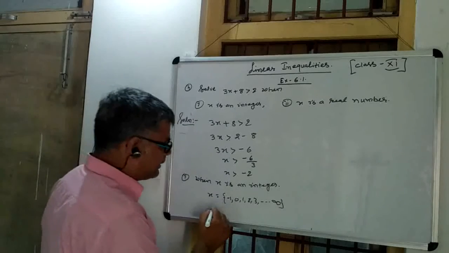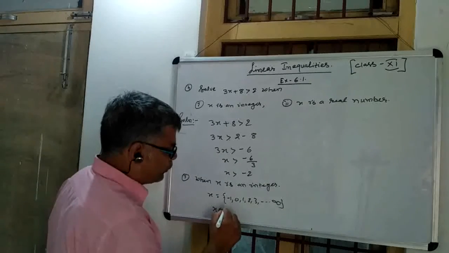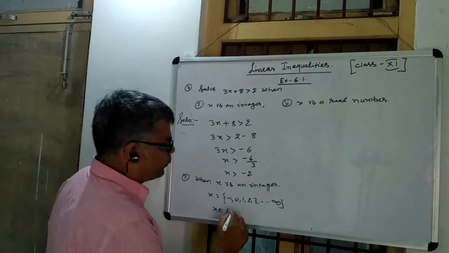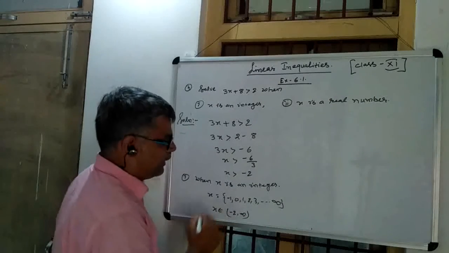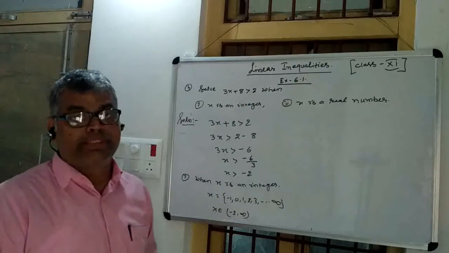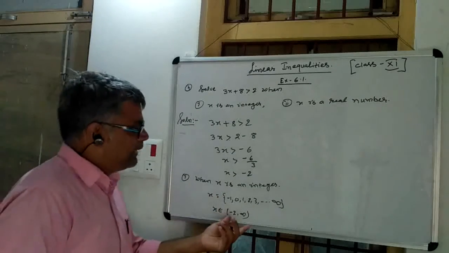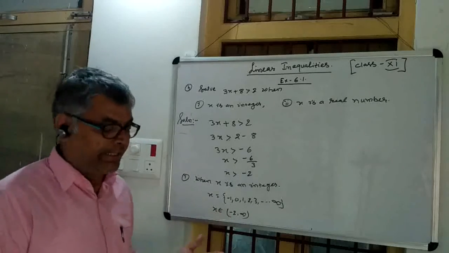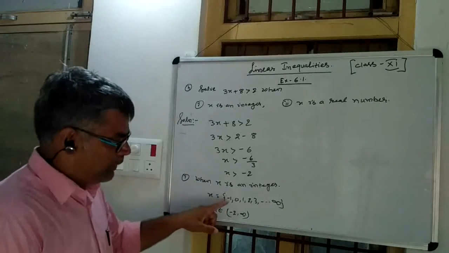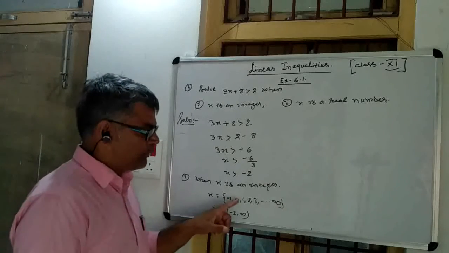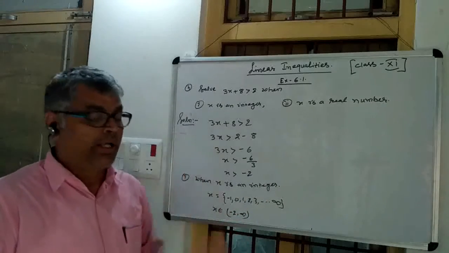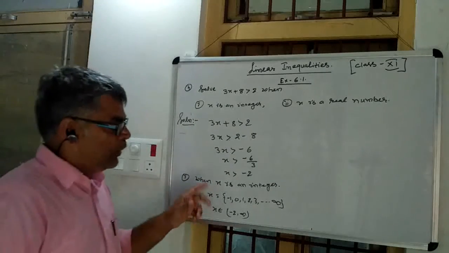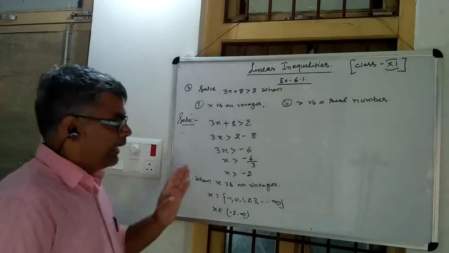Or you may write in this form also, x belongs to open interval minus 2 to infinity. These are the two methods to represent the solution. Here open interval means that the value minus 2 is not included in it. It means that the values start from minus 1, 0, 1, 2, 3 up to infinity. So this is the solution of this inequality when x is an integer.